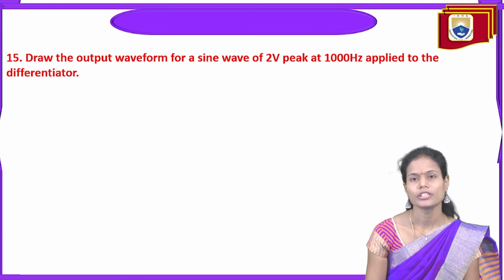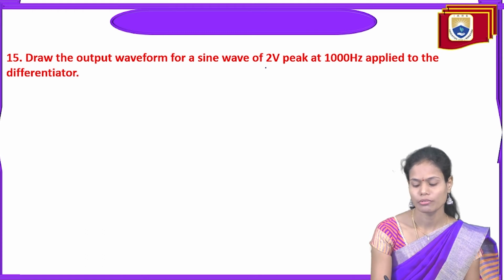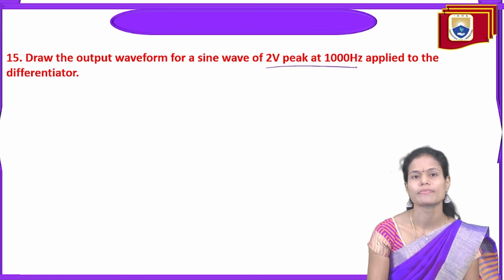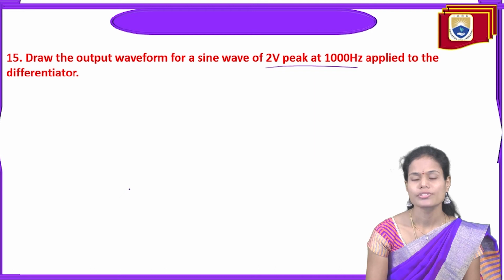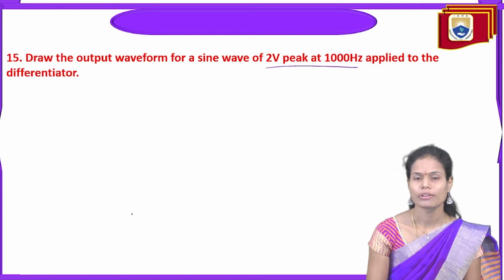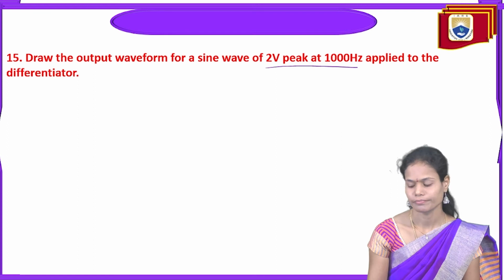And next, draw the output waveform when a sine wave of 2 volts at 1000 Hz is applied to the differentiator circuit. So this is a similar kind of problem. They have given the input waveform as a sine wave with the frequency and the amplitude. And we have to design the differentiator circuit first. Then we need to apply this input signal to that. And what is the output waveform we are getting? So all these we need to explain clearly here.